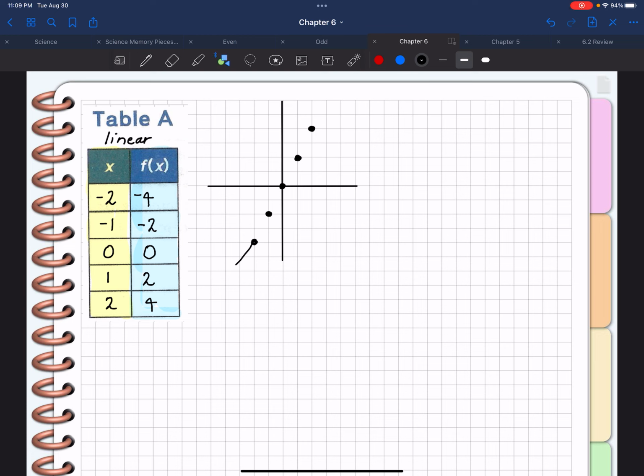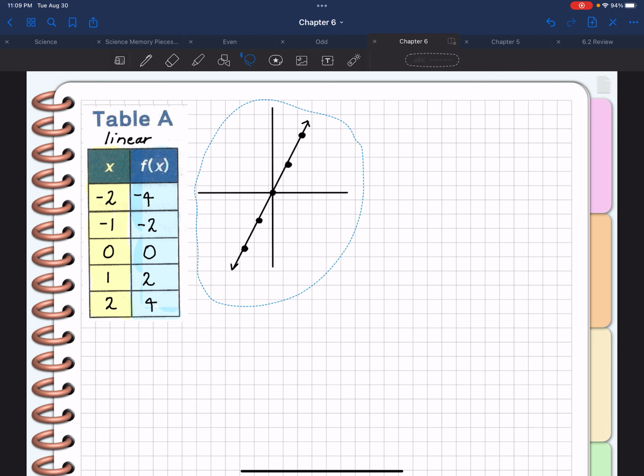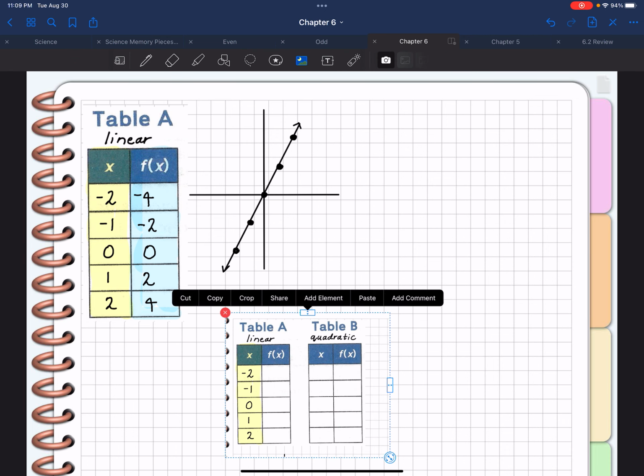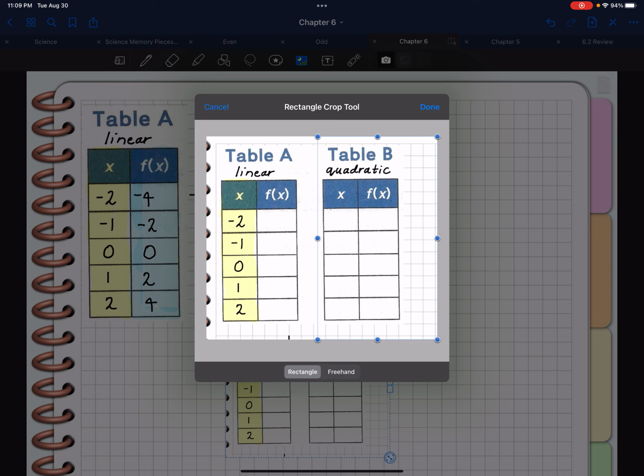And let's graph it. It has a positive slope. It's kind of wonky. It's because my graph is not perfectly straight. Well, that's pretty good. Okay. So there is a linear equation. Now let's make a quadratic equation. So let me crop this off and we'll get table B.